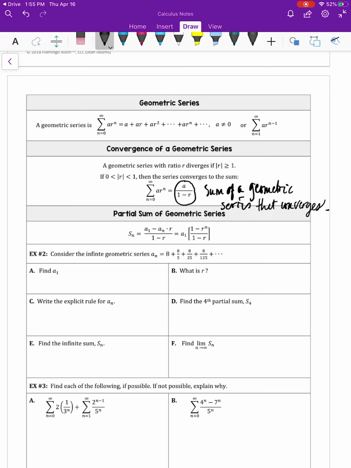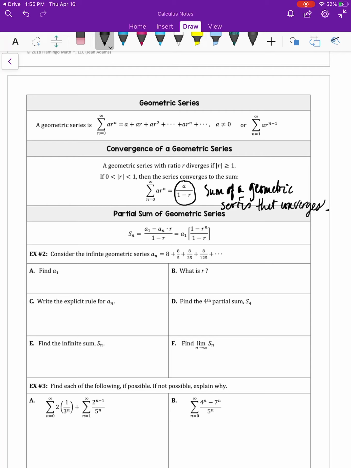So now, the partial sum of a geometric series, S sub n. To find S sub n, you're going to take your first term minus your nth term times r, over 1 minus r. The first term times 1 minus r to the n over 1 minus r is another way to write that.